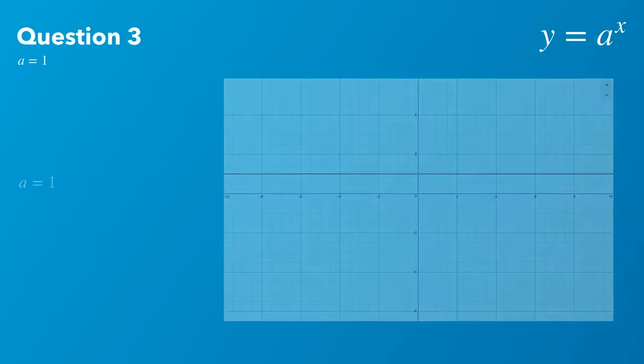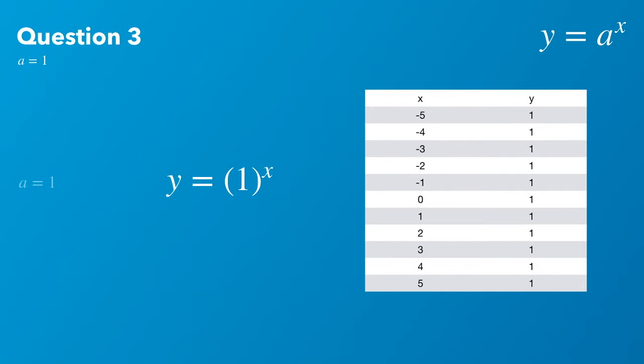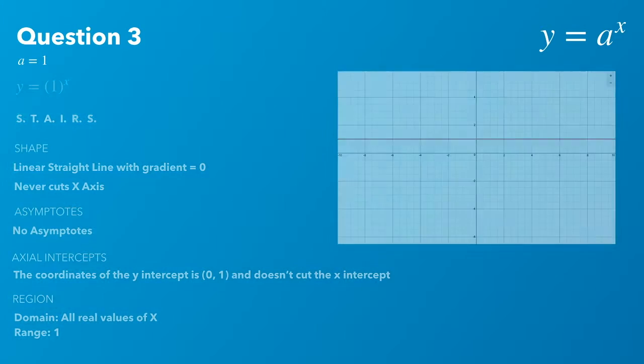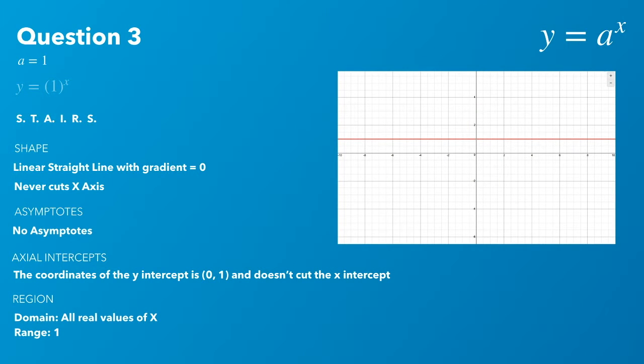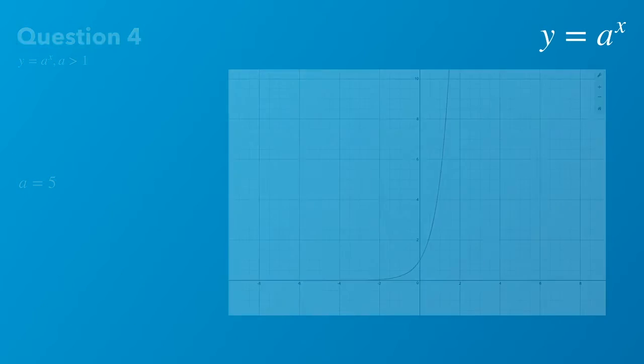For question 3, we have a is equals to 1. We have a table showing a range of x on negative 5 to 5. It's a linear straight line with a gradient of 0, and it never cuts the x-axis. There is no asymptotes, and the coordinates of the y-intercept is 0, 1, and it doesn't cut the x-axis. The region has a domain of all real values of x in a range of 1.